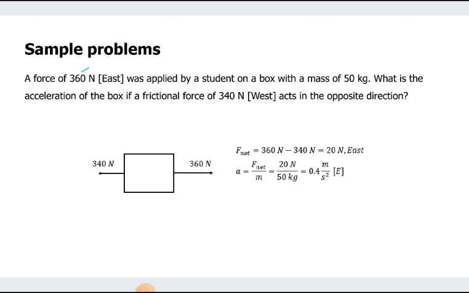Ano po? Now, let's take a look at something less direct, if I may say so. A force of 360 Newton east was applied by a student on a box with a mass of 50 kilogram. What is the acceleration of the box if a frictional force of 340 Newton west acts in the opposite direction? So this box is 50 kilogram in mass, and then an applied force is acting on it. So it is directed to the east, to the right. So F applied force. Meanwhile, another force opposite the direction of the motion is acting on it. 340 Newton. This is my frictional force.